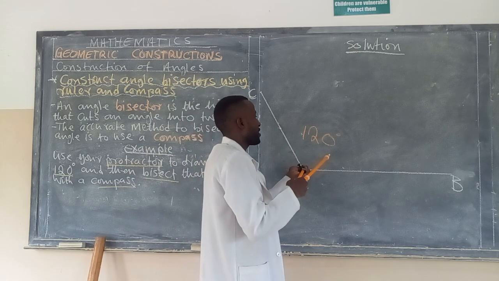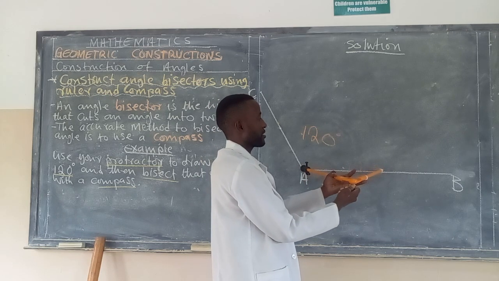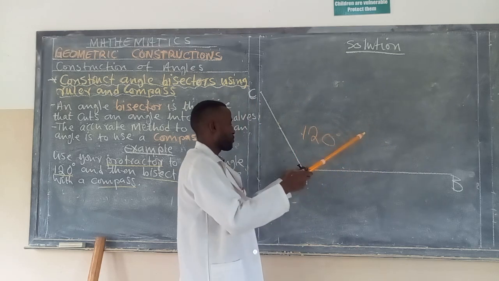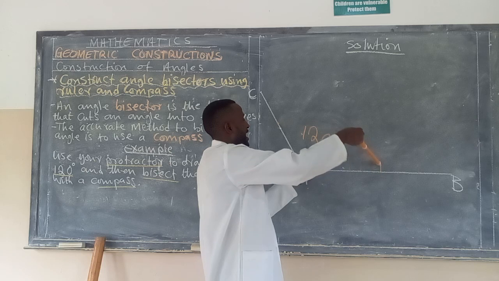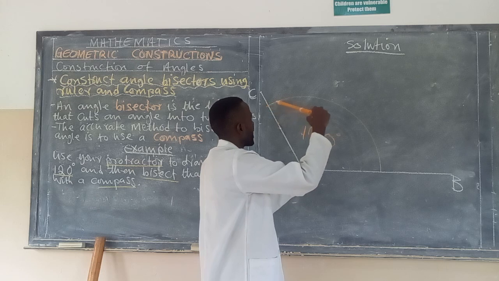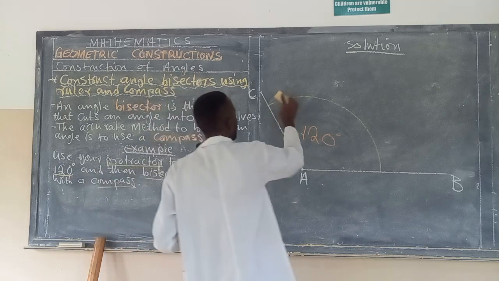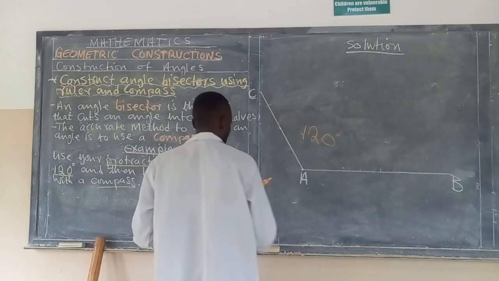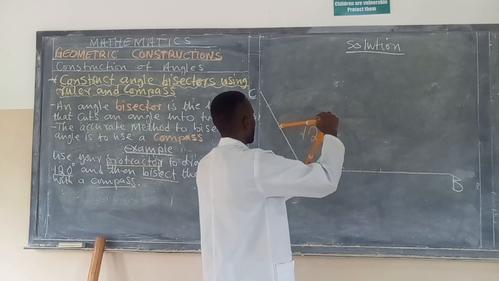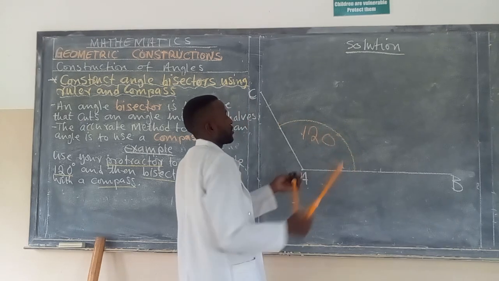Just open to any range of your choice. Because you want to bisect, just open any radius of your choice. You see this is my radius. And then just put your compass there and make an arc that will touch both A, C, and B. So you make this arc. Okay, it's quite big. Let me reduce my radius so that it fits on my working board. So this will be my radius. Okay, good, done.